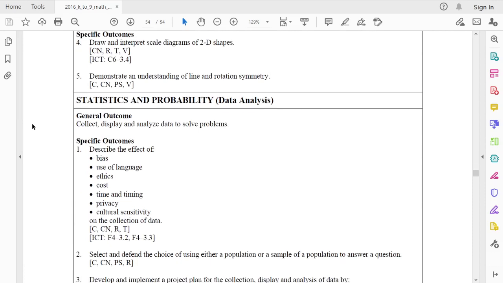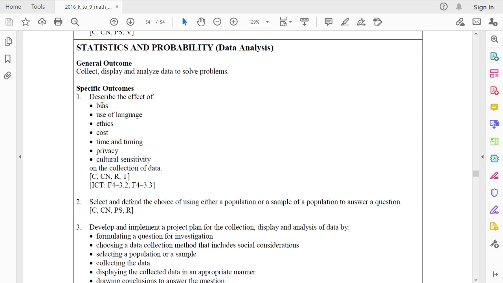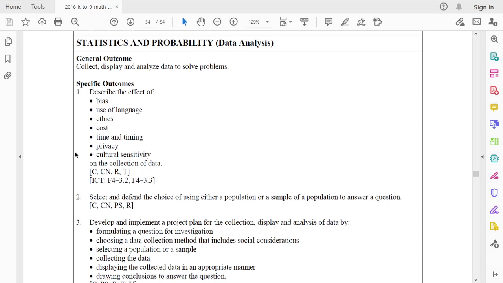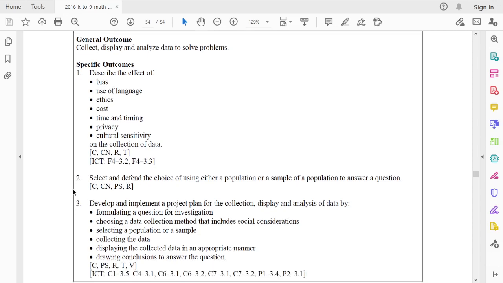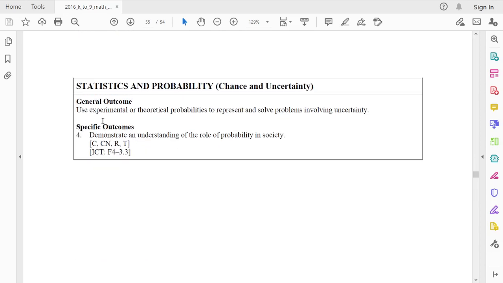The last outcomes in the course are in the statistics and probability section, including describing the effect of bias, use of language, ethics, cost, time and timing, privacy, cultural sensitivity on the collection of data. You will select and defend the choice of using either a population or a sample of a population to answer a question. You will develop and implement a project plan for the collection, display, and analysis of data in a variety of ways. And finally, demonstrate an understanding of the role of probability in society. So these are the 22 outcomes that you can expect to see covered in this series of videos.